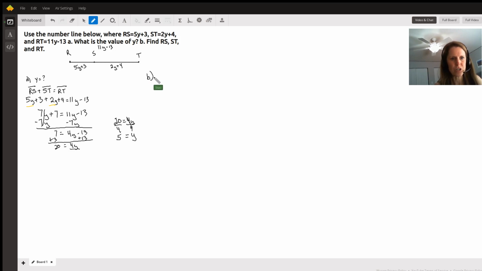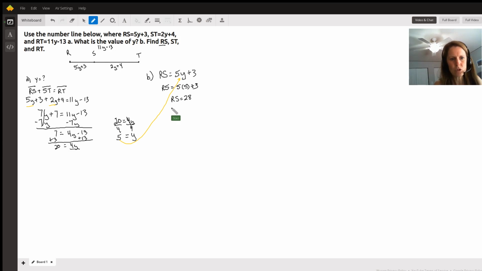Now the second part of the question is asking us to find the values for the length of RS, ST, and RT. So we were given equations for each of those line segments. RS is equal to 5y plus 3. So now in order to solve that, we can just plug in the value of y that we found into the equation and solve for the length of RS. So then RS is going to equal 5 times y, which is 5, plus 3. So 5 times 5 is 25 plus 3 is 28. So the length of line segment RS is 28.